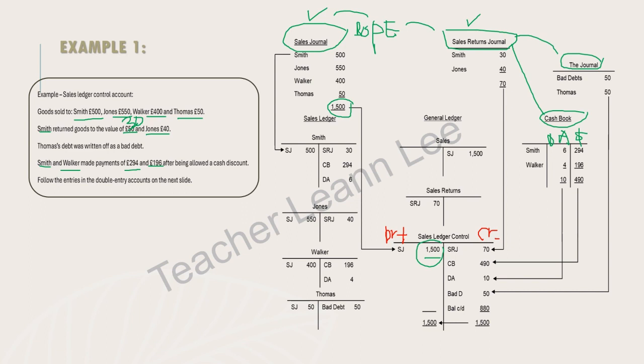They all owe me, of total credit sales, 1,500. And now some of them have returned and some have paid me. From the cash book here, you can see the total discount allowed that I have given, so it will reduce the amount they are going to pay me later. And go to the general journal.